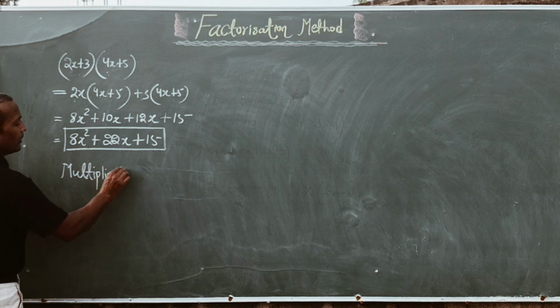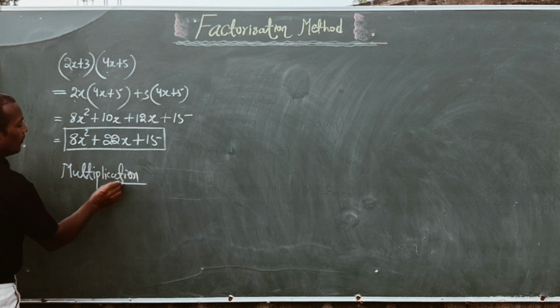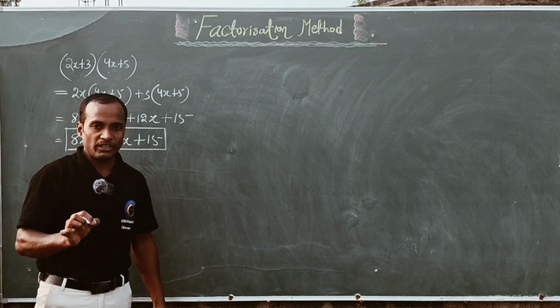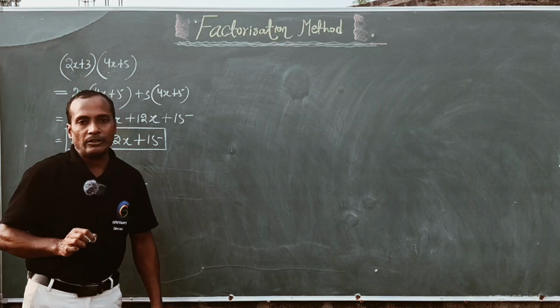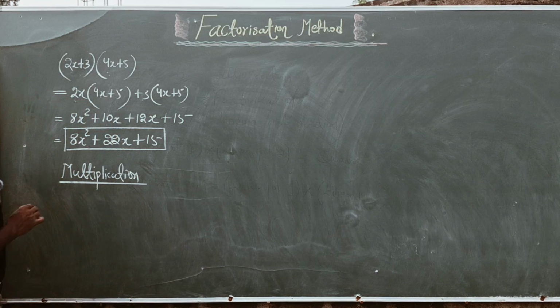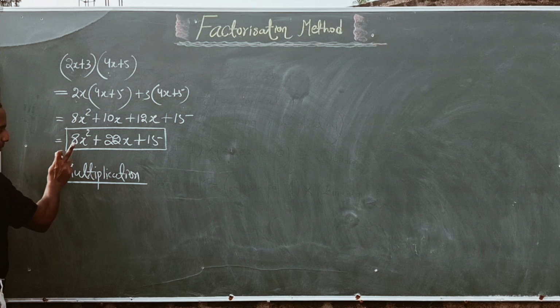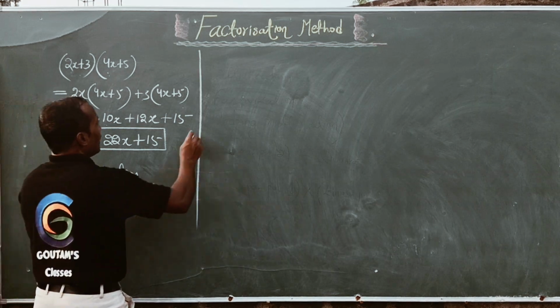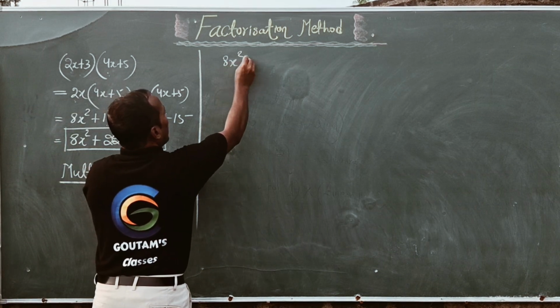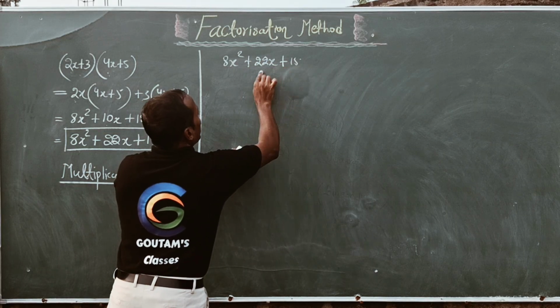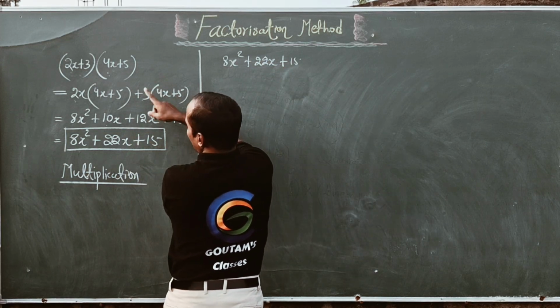This is multiplication. Now, as I said in the previous part, that factorization is undoing multiplication. So I will undo multiplication now. Undo means just write the steps of multiplication backwards. So starting from this step, 8x square plus 22x plus 15, this is our starting point. This is the product of this particular multiplication.